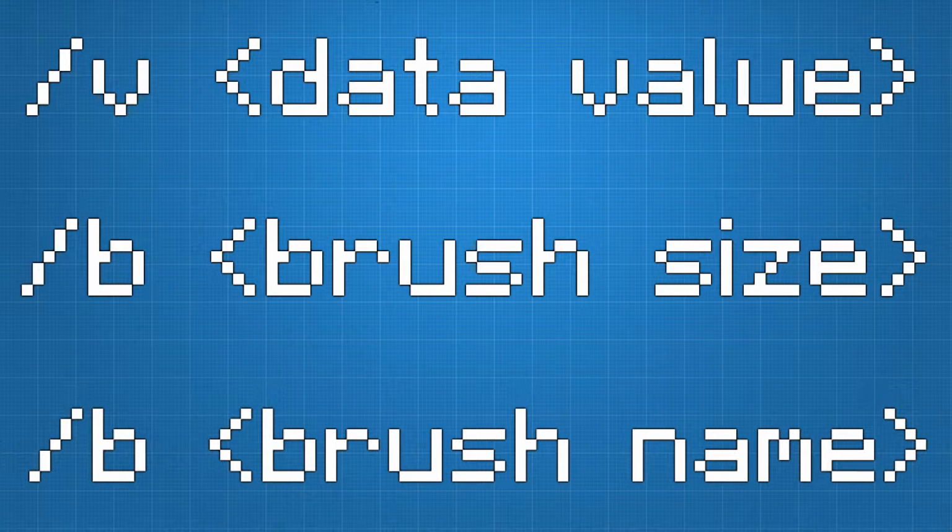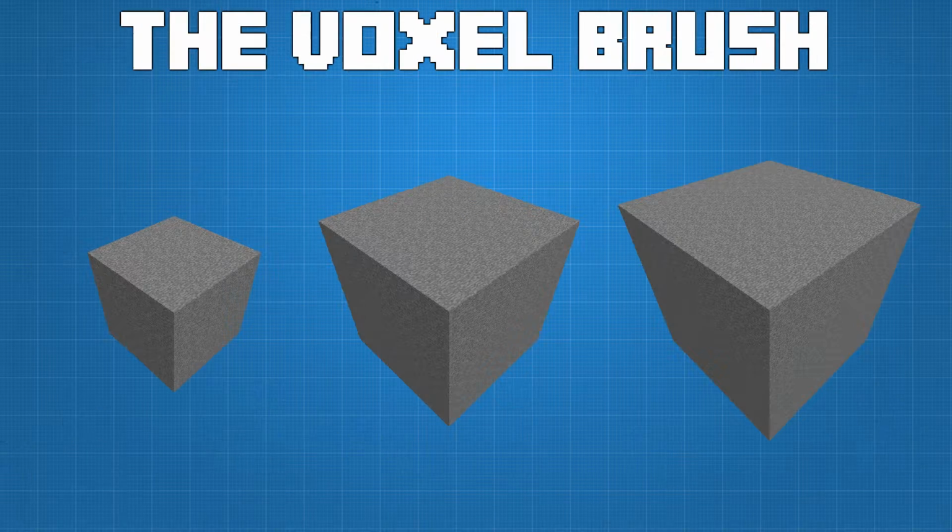You don't necessarily need to use these commands in any particular order, however, I would start out by setting the data value of the block that you would like to use. Also note that to undo any action in Voxelsniper, simply type /u.